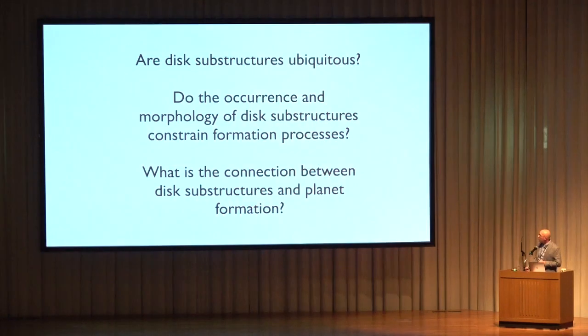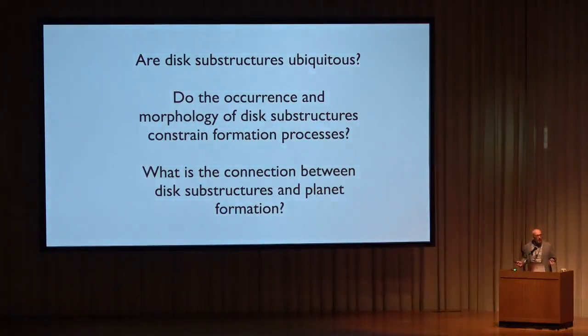So these observations raise several questions, and we are trying to address three mostly. Are disk structures ubiquitous? Do the occurrence and morphology of these structures constrain disk formation processes? So what do we learn about the physics? And what is the connection between these structures and planet formation? Are these structures created by planets? Or do these structures create planets? That's still a very important question.